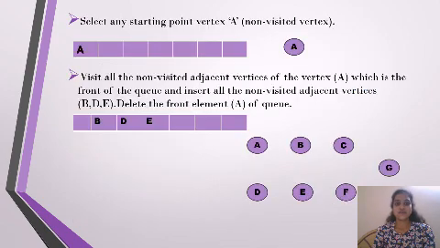Select any starting vertex. It must be a non-visited vertex. So here we selected A. Visit all the non-visited adjacent vertices of the vertex A, which is the front of the queue, and insert all the non-visited adjacent vertices B, D, E. Delete the front element A from the queue. After deleting the front element A, the queue elements are B, D, E.